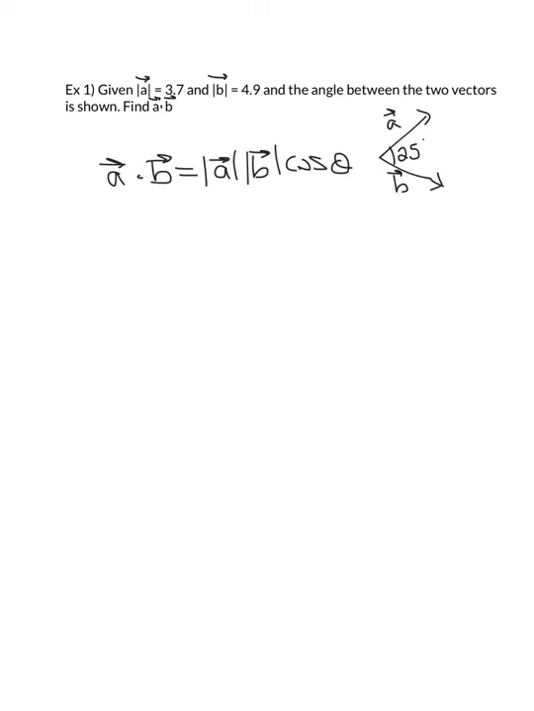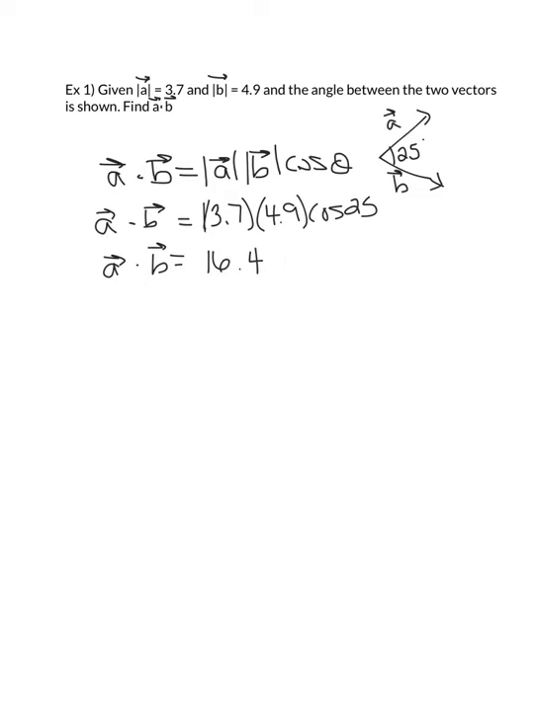The first thing that we're going to do is write our definition. So vector A dot vector B is equal to the magnitude of vector A times the magnitude of vector B times cos of theta. So I can go ahead and just start plugging in my values here. So A dot B is equal to 3.7 times the magnitude of B, which is 4.9, times cos of my theta, which was 25. And if I multiply all of those together, I'm going to get a value of 16.4.